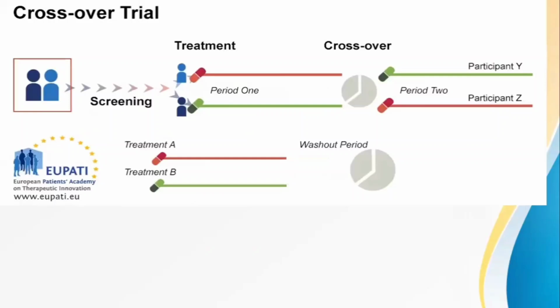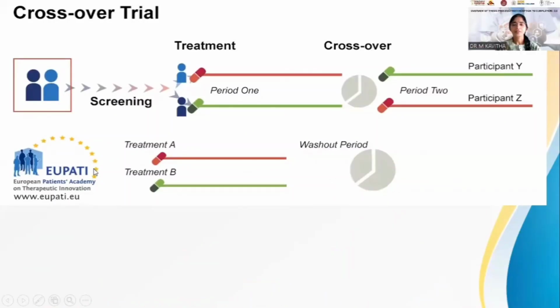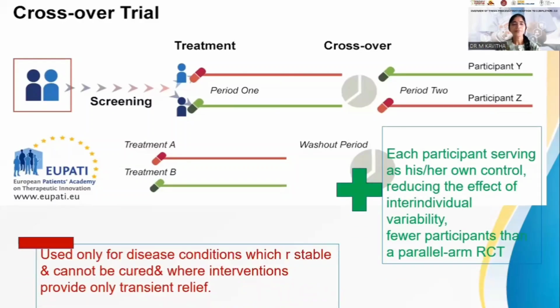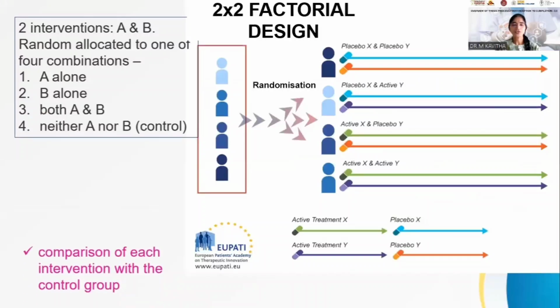What do you mean by crossover trial? Now we will see about the crossover trial. Each participant first receives one intervention, usually by random allocation. At the end of this first intervention, each participant is switched over to the other intervention. And there are factorial designs also.